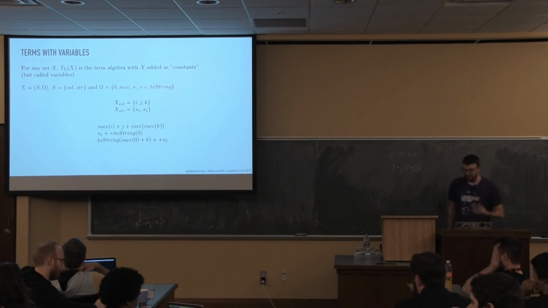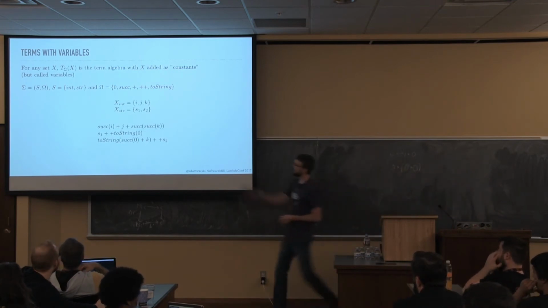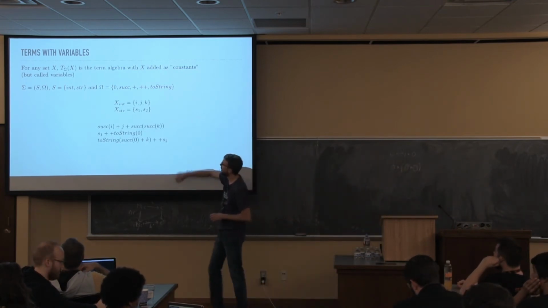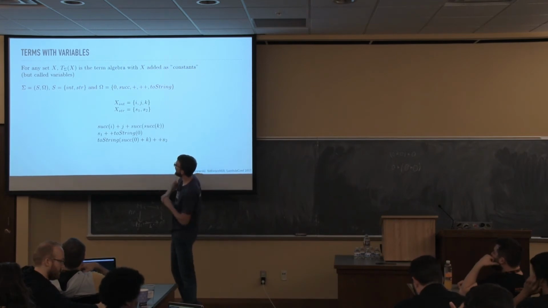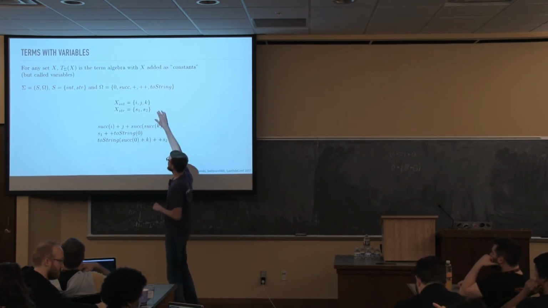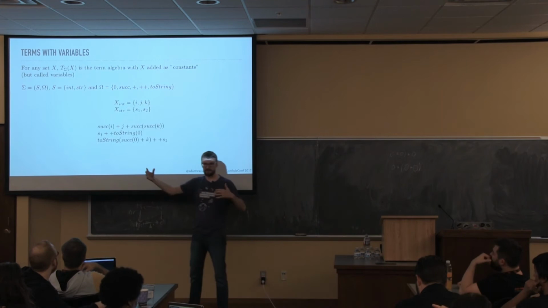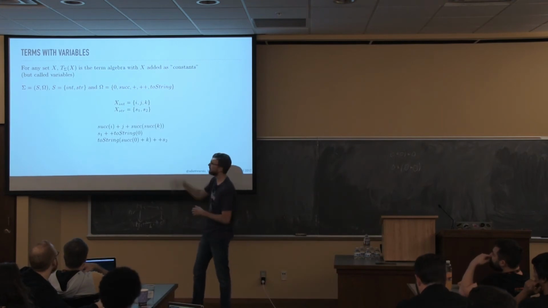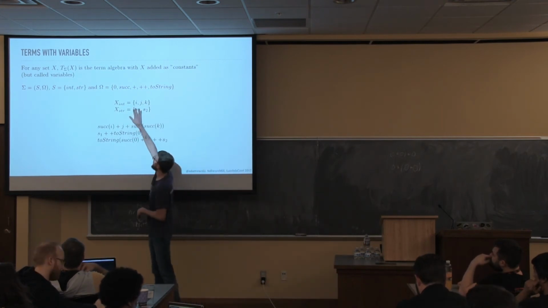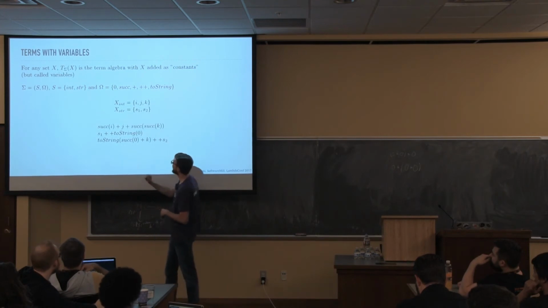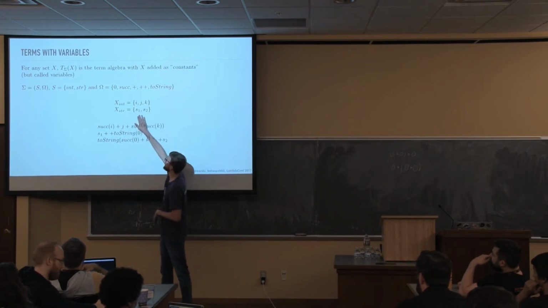Okay? As an example, again, it's the same signature as before. So we take a set X of variables. In fact, it's a family of sets because for each type we need to have distinct variables. So we have 3 variables of type int, i, j, k, and we have 2 string variables, s1 and s2.